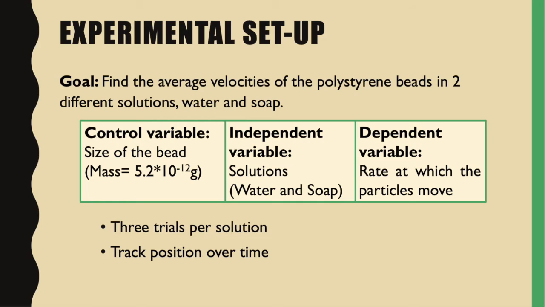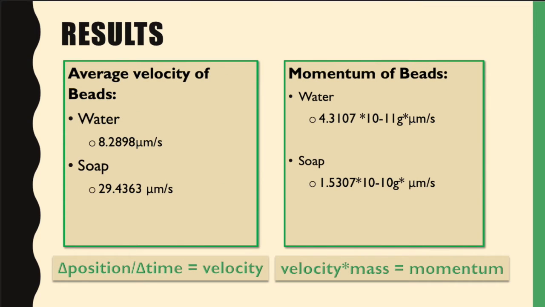The independent variable in this experiment is the solutions, which is water and soap. The dependent variable is the rate at which the particles will move. In this experiment, we had three different trials per solution and tracked the positions over time using the microscope and computer. So using Tracker, we are able to find the average velocity of the beads as they traveled through water and as they traveled through soap.